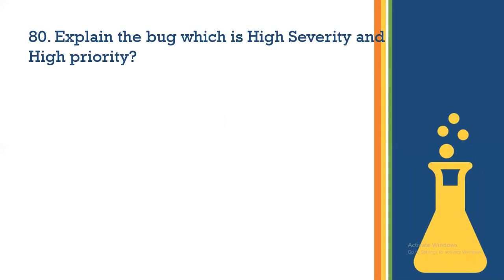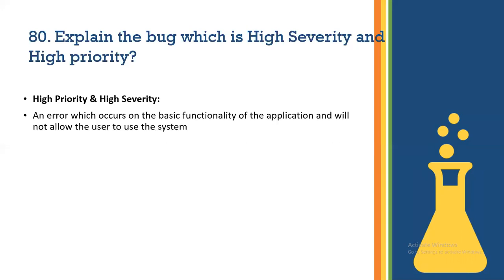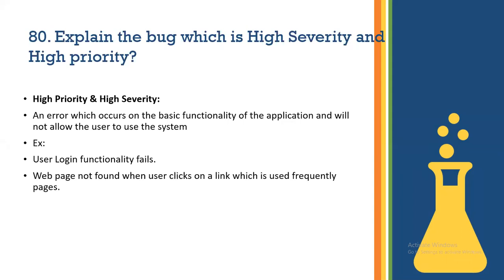Explain the bug which is high severity and high priority. An error which occurs on the basic functionality of the application and will not allow the user to use the system. This kind of defect we have to give high priority and high severity. Example, user login functionality fails. Or a web page not found when the user clicks on a link which is used frequently in pages.